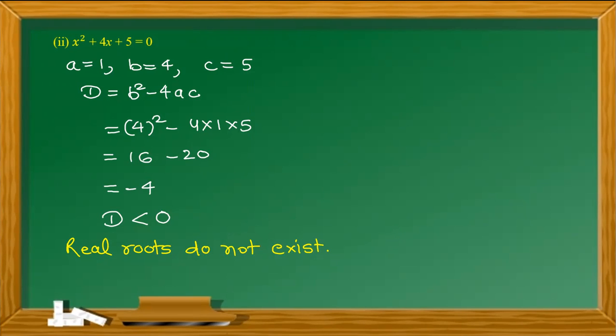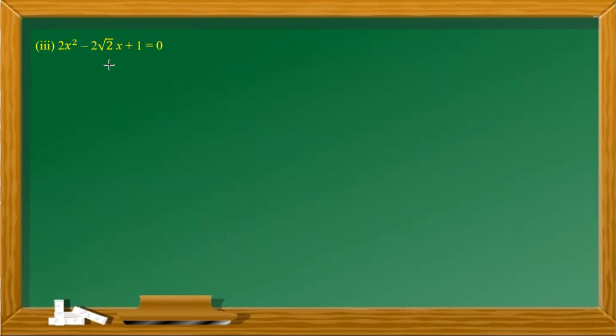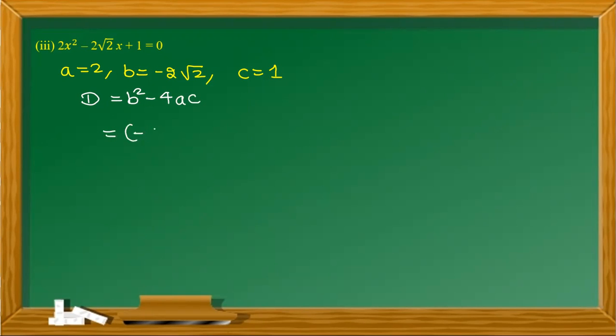Let us consider one more equation. 2x square minus 2 root 2x plus 1 equal to 0. Here a is equal to 2, b is equal to minus 2 root 2 and c is equal to 1. Let us find the discriminant b square minus 4ac. Minus 2 root 2 whole square minus 4 multiply 2 multiply 1. What is the square of minus 2 root 2?